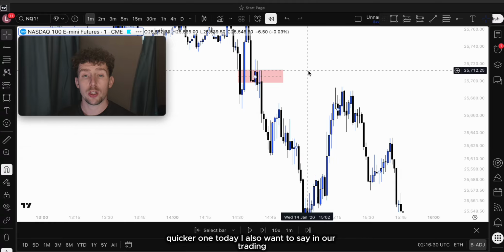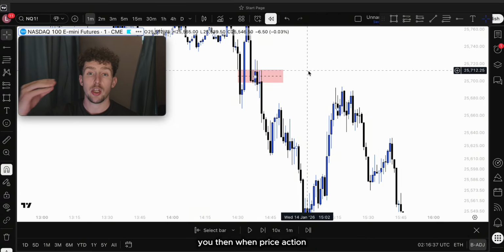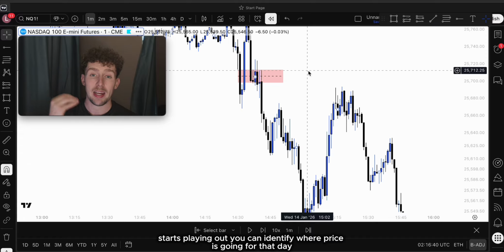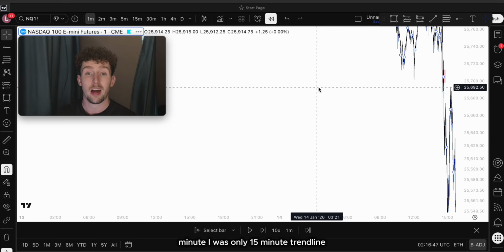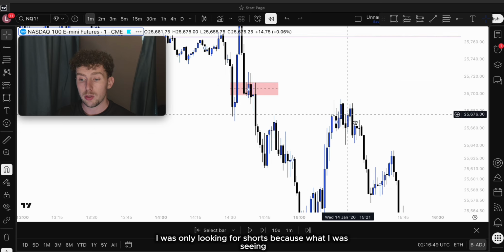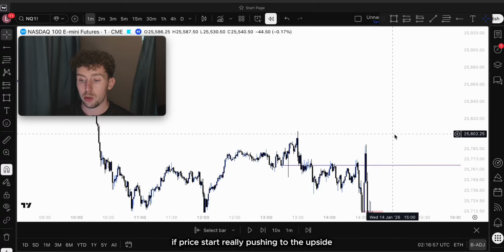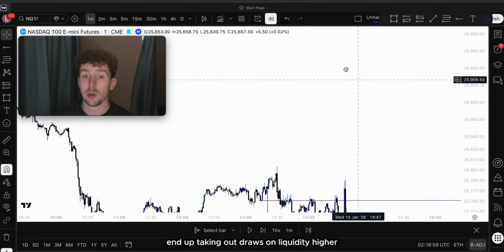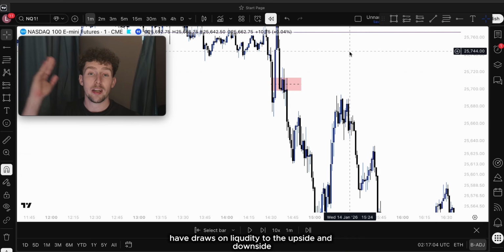A quicker one today. I also want to say in our trading, we are not marrying our bias. We will have draws on liquidity to the upside and downside. Then when price action starts playing out, you can identify where price is going for that day. Some days you're going to have a way stronger draw on liquidity, like this 15-minute trend line. I was only looking for shorts because of what I was seeing on the 15-minute and then on the lower time frame. If price starts really pushing to the upside and ends up taking out draws on liquidity higher, then I can move my bias. But go in, have draws on liquidity to the upside and downside.